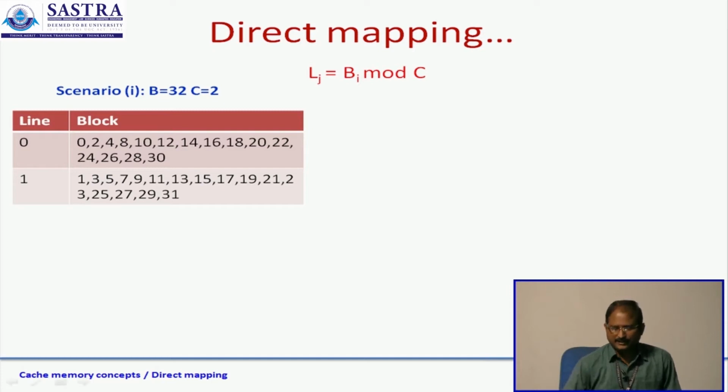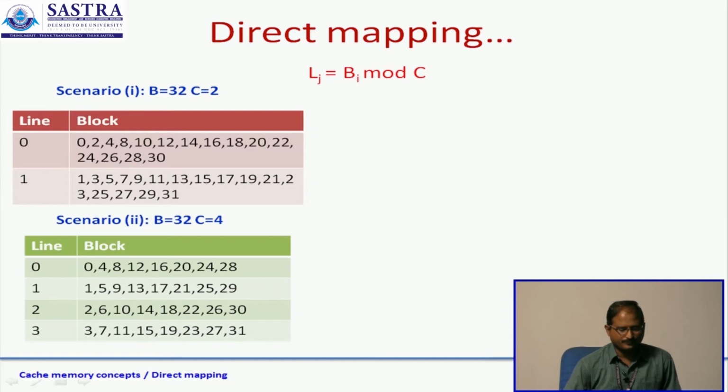Now let's see scenario 2. In scenario 2, B is unchanged, B is 32, C is 4. Again we follow the same formula, Lj equal to Bi mod C. Now C equal to 4, so mod 4. Our answer will be 0, 1, 2, 3. These are our line numbers, L0, L1, L2, L3.